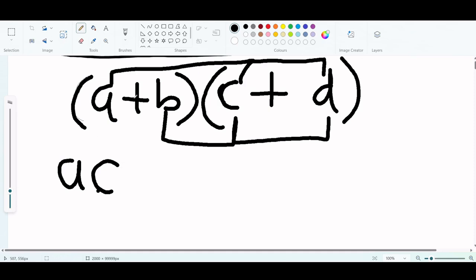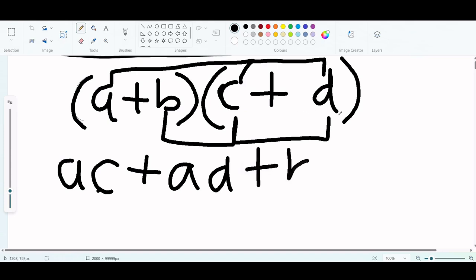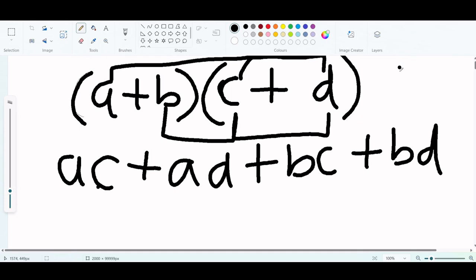This is going to give us 4 terms. The first term is the one we have multiplied. The second term is when A multiplies D, which gives plus AD. The third one is plus B times C, which is plus BC. Then plus B times D is plus BD. So now we have 4 terms.